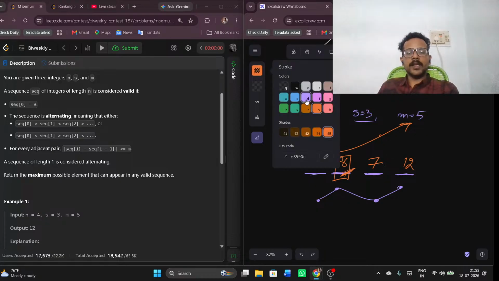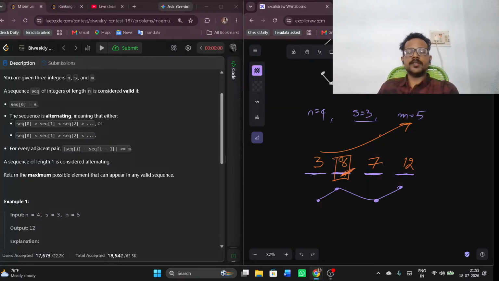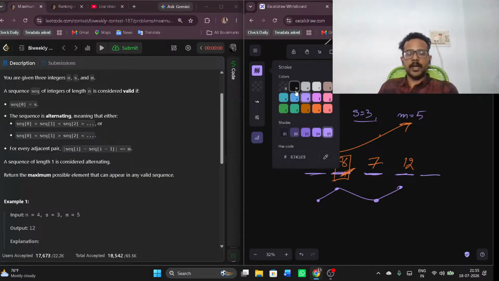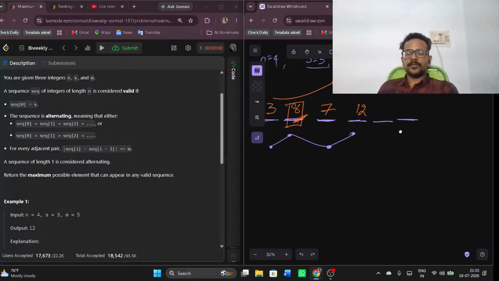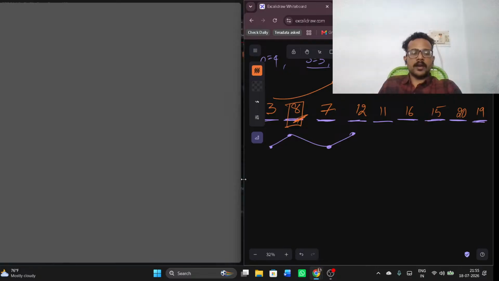Now, what will be the next element here? If n is not equal to 4, what would be the next element? So 12, then I would get 11. 11 plus 5, which is 16. 16 minus 1, which is 15, plus 5, which is 20, and then 19. Let me tell you, this is following a pattern.